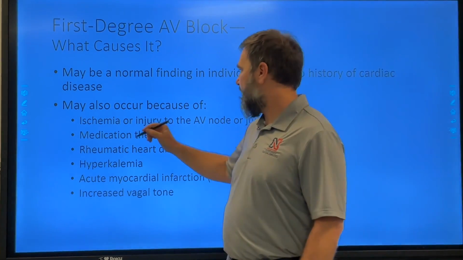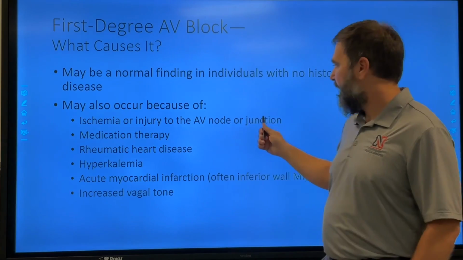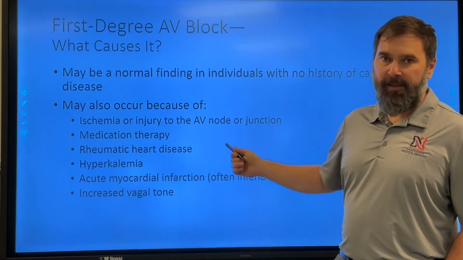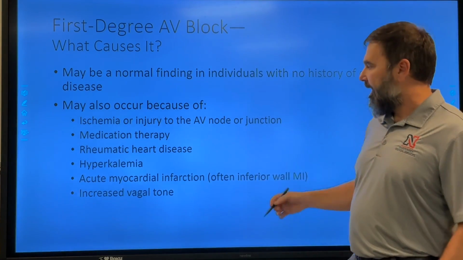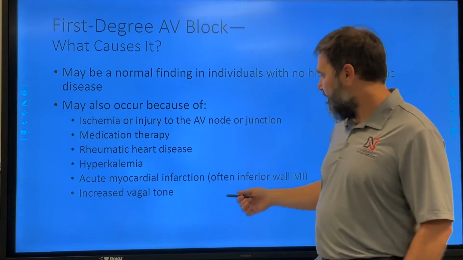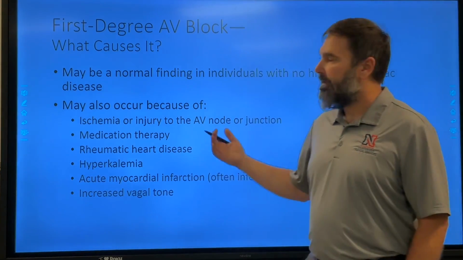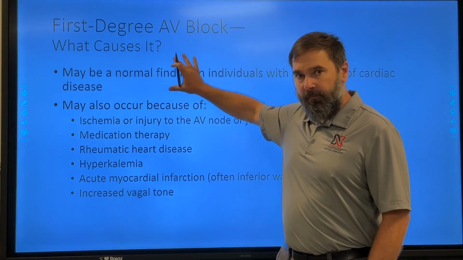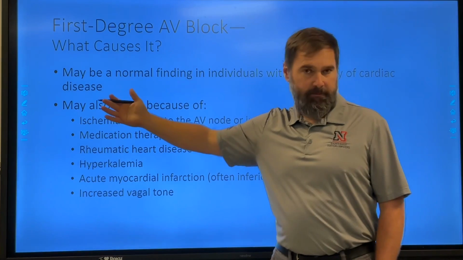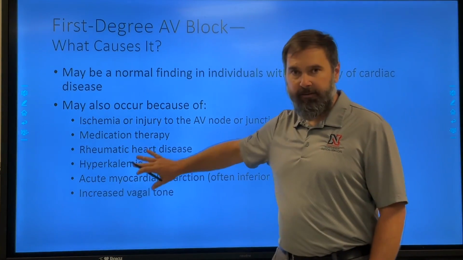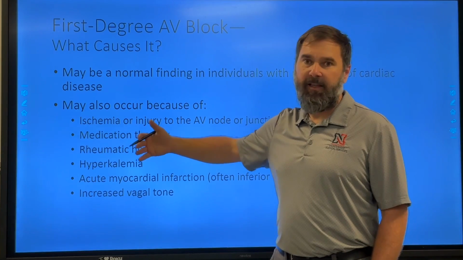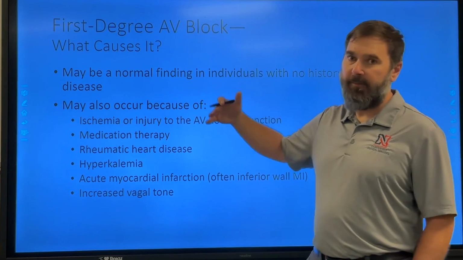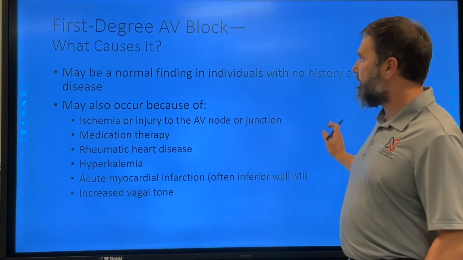But it may also occur because of ischemia or injury to the AV node or junction. It may be from medication therapy, rheumatic heart disease, hyperkalemia, acute myocardial infarction, or increased vagal tone. So all these are possibilities. While it may be normal, and we're finding it for an unrelated circumstance, if they're having any of these problems, and we suspect ischemia, acute coronary syndrome, anything of that nature, it is worth exploring a little bit more because that may actually progress to a worsening block.